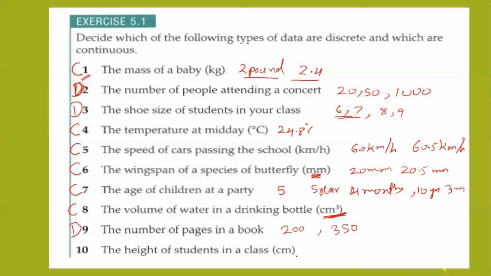The height of students in a class is again measurable. Some of you may say 156 centimeters. Some of you may say 157.5 centimeters. So this is measurable. That is why this is again continuous data. I hope you understood the difference between discrete and continuous data.